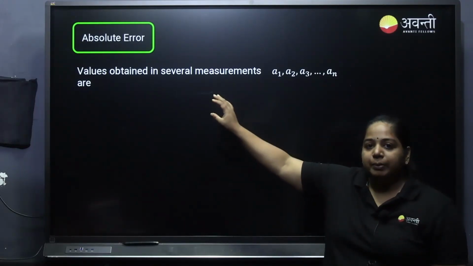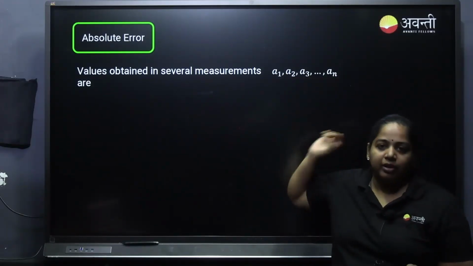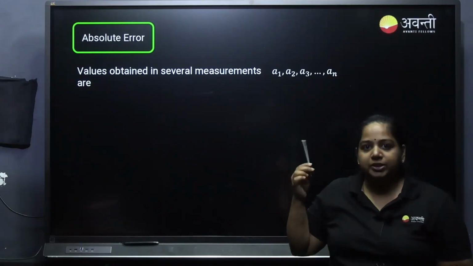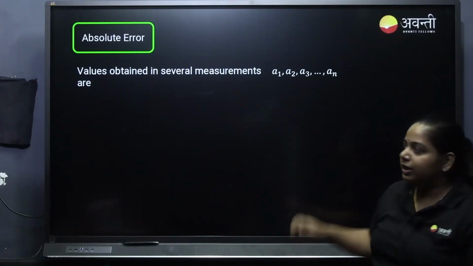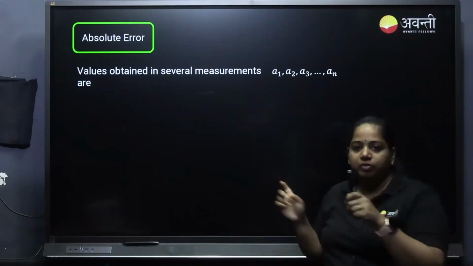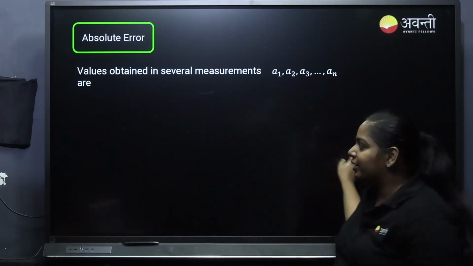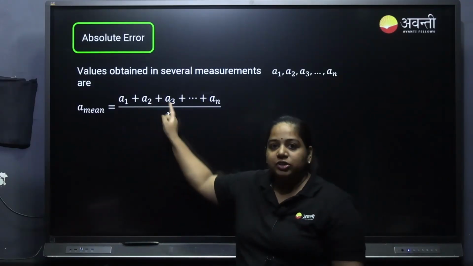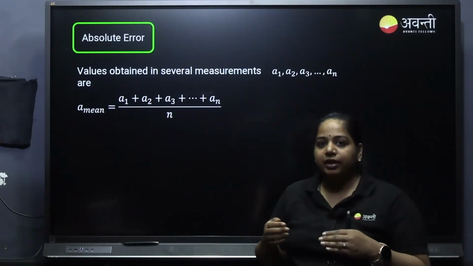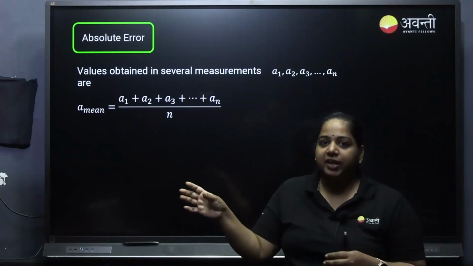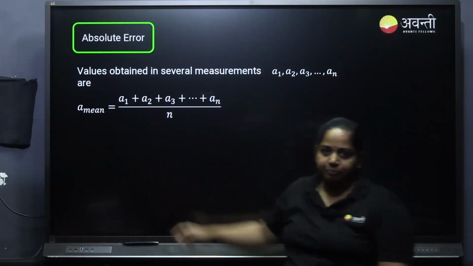Now you are doing an experiment. You measured the values A1, A2, A3, etc. up to AN. For example, remember measuring this pen: 15.1, 15.2, 14.9, etc. were the values we got. But what is the actual value? The actual value is 15 centimeter. So every measurement has a small error, right? How do we get the actual value? While doing the practical, if you take 5 readings, you take the average of that and write it as the final result. So that average is our actual value or true value.